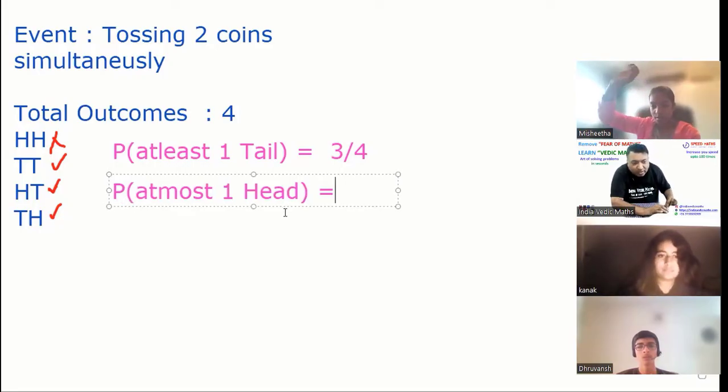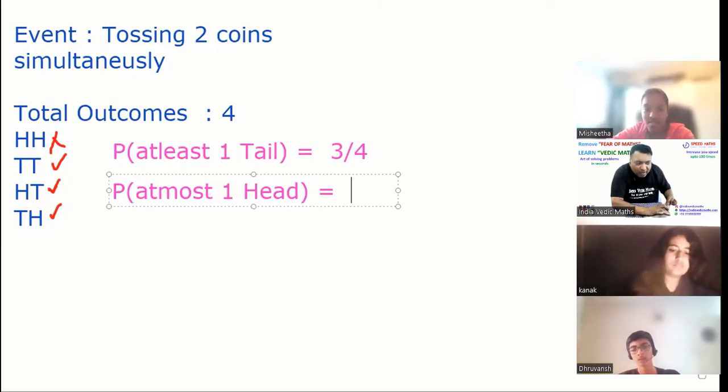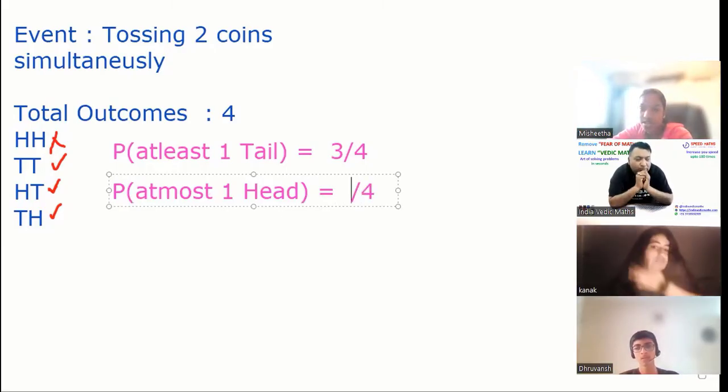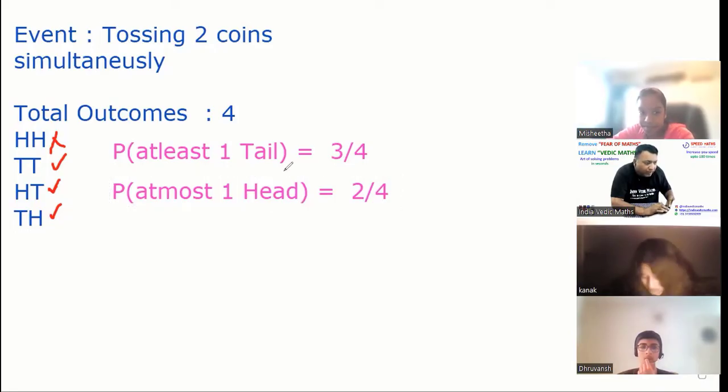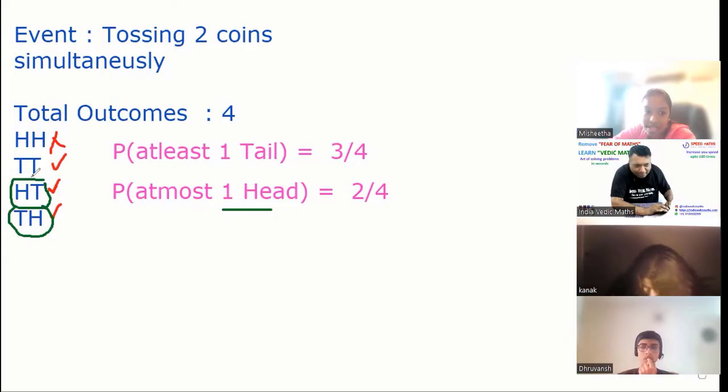Again, Mishita wants to explain. Okay, Mishita, you go again. It'll be 2 out of 4. Which two are favorable to you? HT and TH. Let me put this. At most 1 head. Say again. At most 1 head, because that means the maximum has to be 1 head. And this is favorable. And one more, which one? TH. Okay. That's it. Oh no, TT as well.